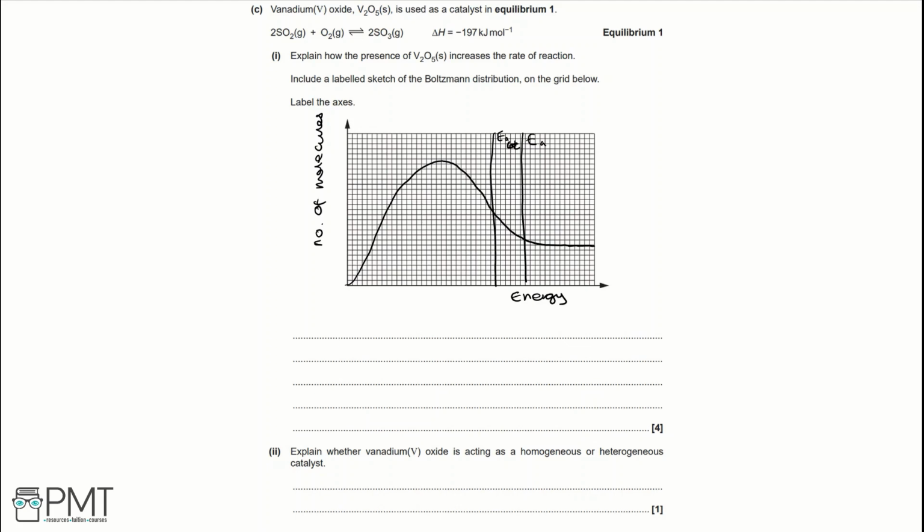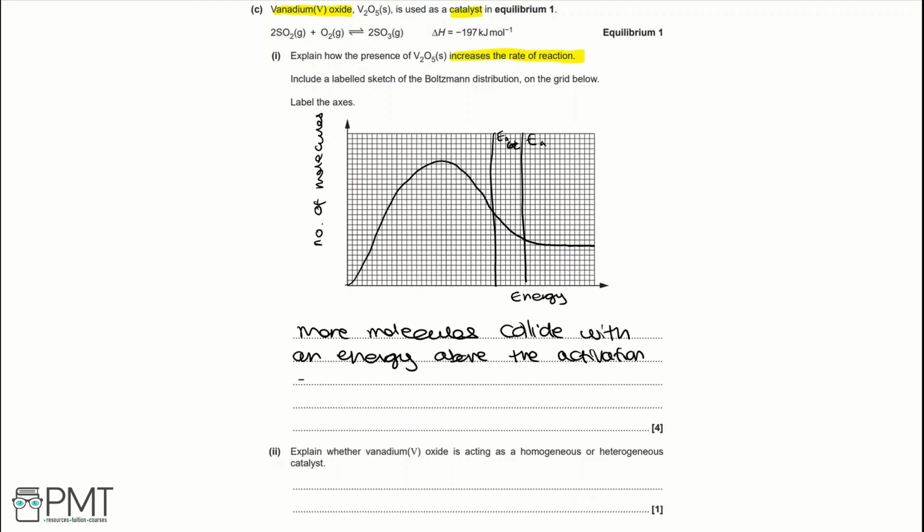So the reason I've done this is because we're told in the question that vanadium oxide is used as a catalyst. Then we need to explain how this increases rate of reaction. So there's a statement that we can write that explains why a catalyst increases the rate of reaction using what we know about the Boltzmann distribution. And that is that more molecules will collide with an energy above the activation energy. That's because with a catalyst, our activation energy has shifted left, and so it's less energy. And this is with a catalyst. So we can write this statement to explain why it's increasing the rate of reaction.